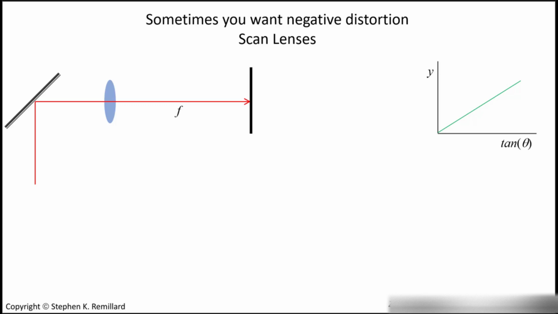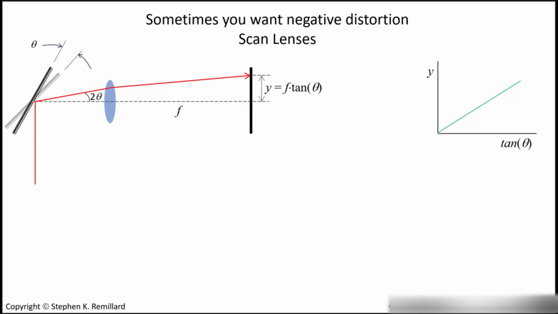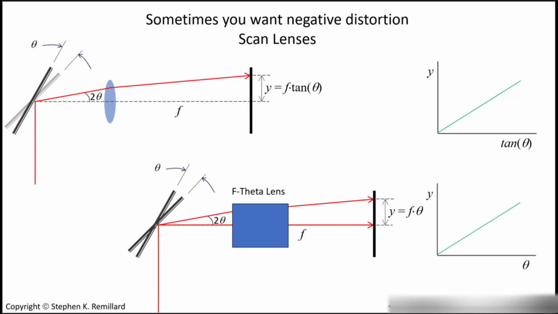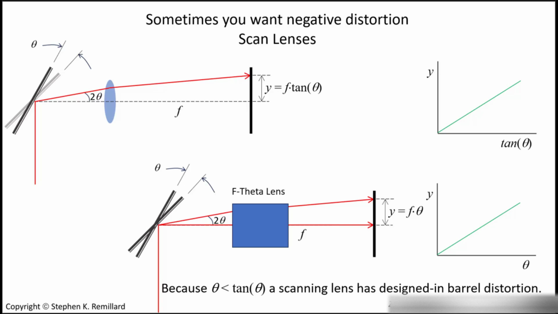With a scanner, there may be a mirror that rotates an angle theta, and the image location hopefully shifts by the same angle. But it won't. It'll move some distance that depends on tangent of theta. So some effort goes into designing an F-theta lens which displaces the image point in an amount that is proportional to the angular rotation of the mirror. Now y is linear in theta. This is barrel distortion because no matter what, theta is always less than tan theta and the image point is lower than it would be with most lenses.